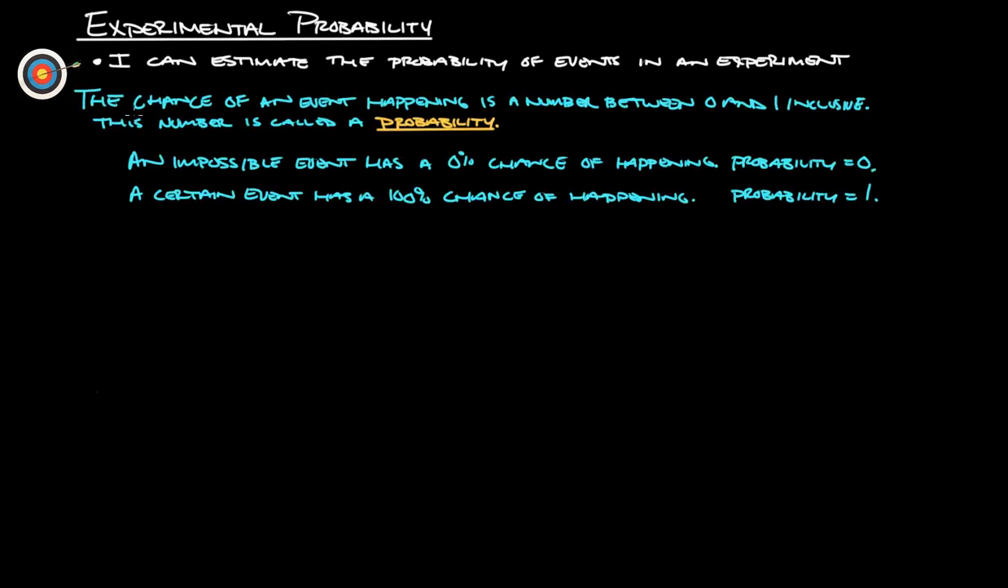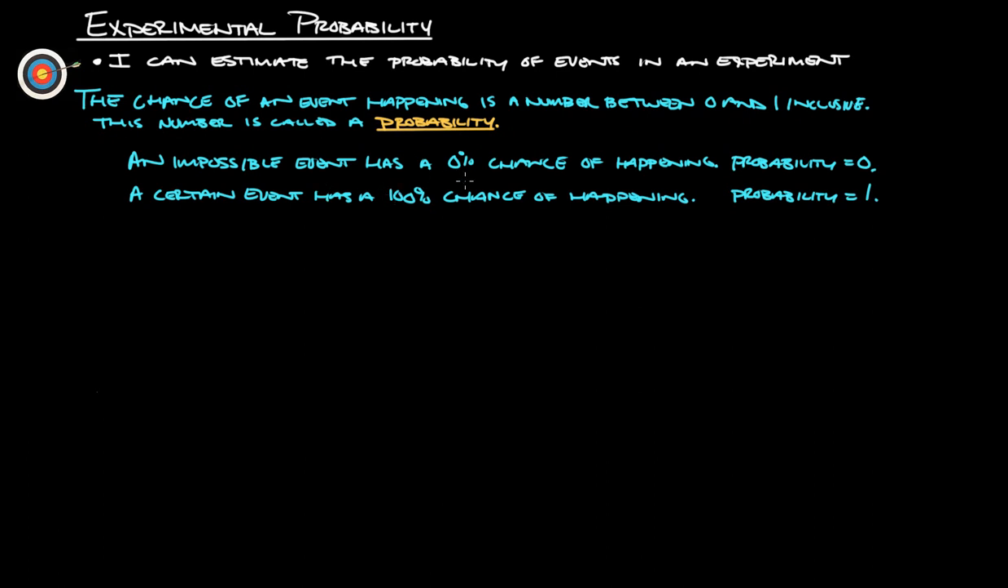I'm going to take you through the notes on experimental probability. At the end of this, you should be able to say, I can estimate the probability of events in an experiment. Okay, so first thing, the chance of an event happening is a number between 0 and 1 inclusive, which means it can include 0 or 1. Okay, this number is called the probability.